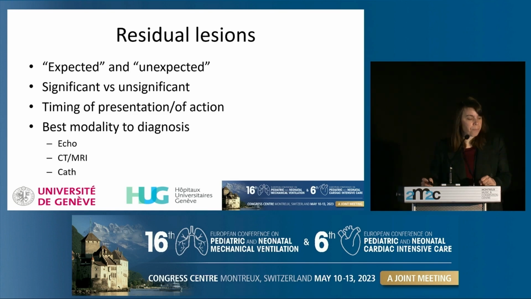You can have significant and insignificant residual lesions. After a tetralogy of Fallot repair, you will never have a perfect pulmonary valve. Either you leave a little stenosis if you want to leave the native annulus in place, or you will have leak if you do a transannular patch, or if you put a conduit. It's not going to be perfect, but it's not necessarily significant enough to go back, right? And we'll talk about that later. Then I thought about the timing of presentation of residual lesions, when to look for them, when to act on them, and then the best modality to diagnose them: echo, CT, MRI, and cath.